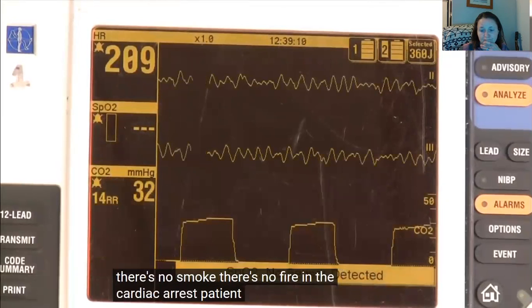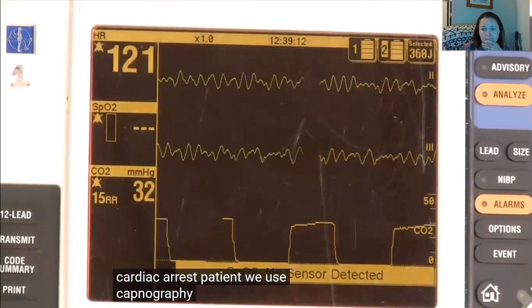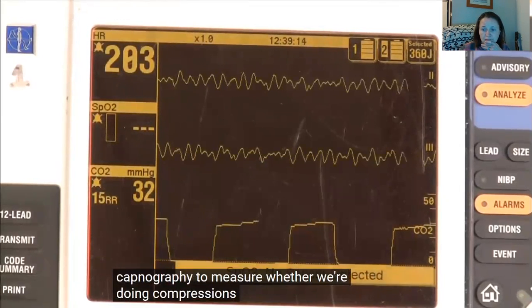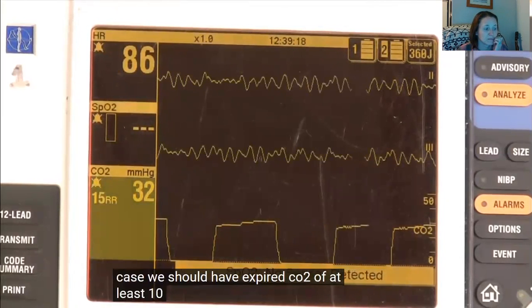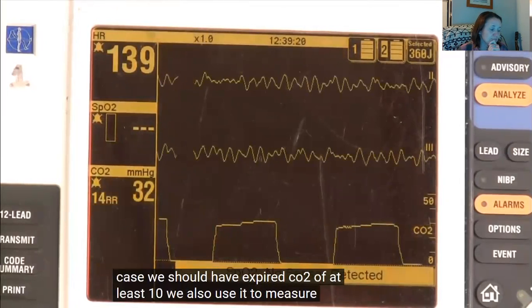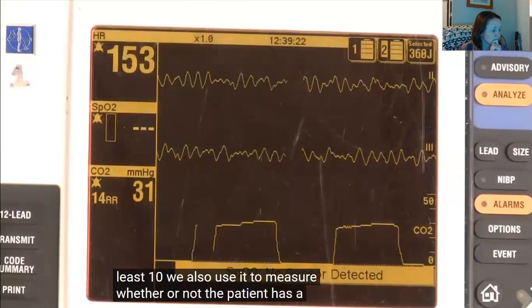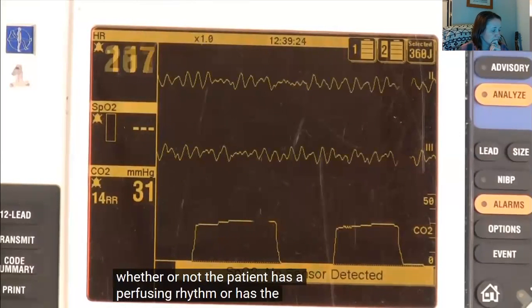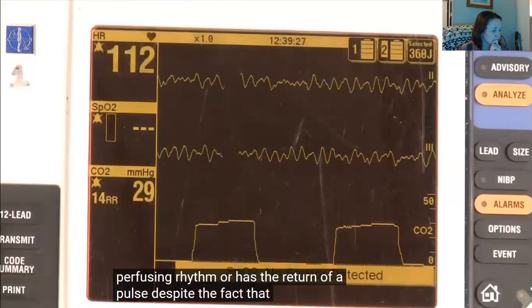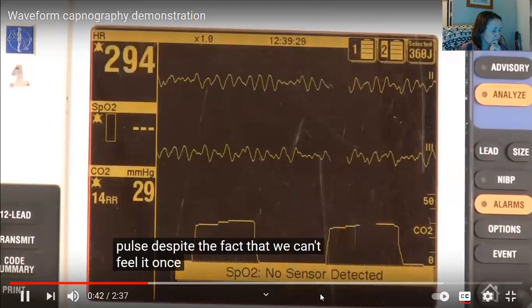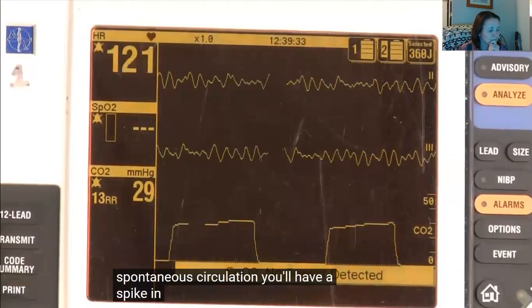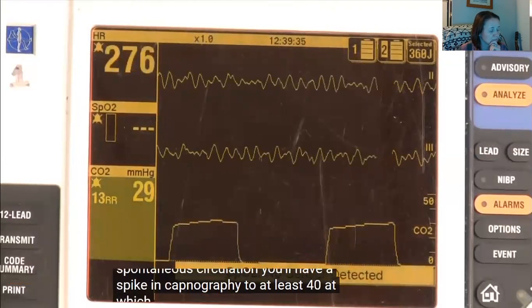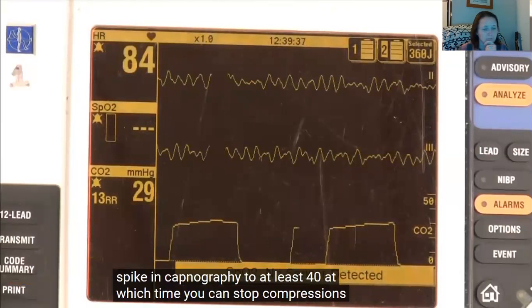In the cardiac arrest patient, we use capnography to measure whether we're doing compressions adequately, in which case we should have expired CO2 of at least 10. We also use it to measure whether or not the patient has a perfusing rhythm or has the return of a pulse, despite the fact that we can't feel it. Once you have a return of spontaneous circulation, you'll have a spike in capnography to at least 40, at which time you can stop compressions.